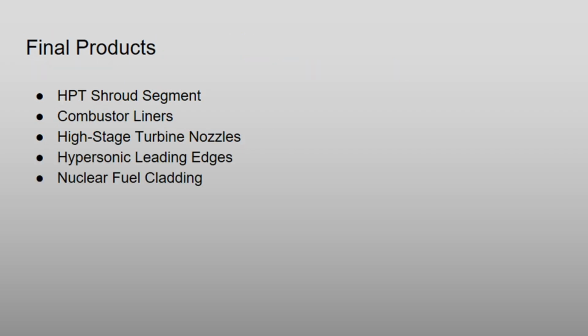The Polymer Infiltration and Pyrolysis (PIP) manufacturing process is primarily used to produce silicon carbide jet engine components, such as high-pressure turbine shroud segments that seal the hot gas path in elite commercial aircraft, as well as combustor liners, turbine nozzles, hypersonic edges, and nuclear fuel cladding.